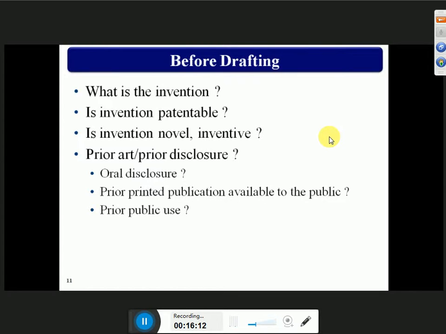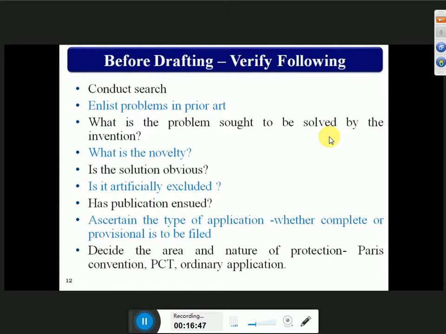I should go for the prior art or prior disclosures before I file the patent. It may be oral disclosures, it can be printed publications available to the public. I should read that, and prior public use. The idea that I am going to patent should not be such that it is already available, or somehow orally disclosed, right? So before drafting, I should have the answers to these questions, and I should verify the following.